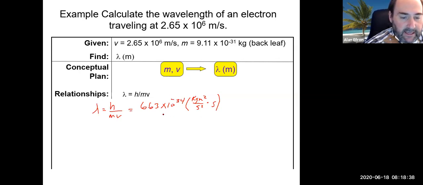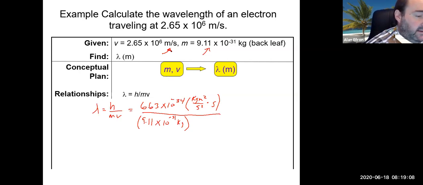We're going to divide it by the mass. In this particular case, the mass was given to us in kilograms, so we're all good. A reminder again, if it's not given to you in kilograms, you do need to convert it to kilograms so the units cancel. That would get us 9.11 times 10 to the minus 31 kilograms. And our velocity is also in the right units, meters per second, though it may not always be, so it may require a conversion. That would get us 2.65 times 10 to the 6 meters per second.